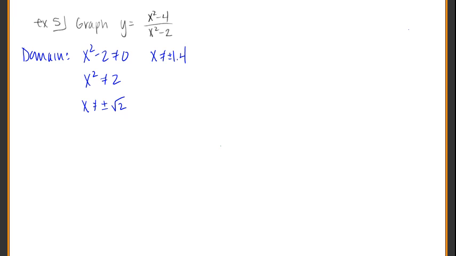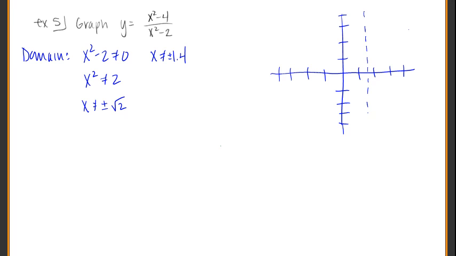Let's start forming our graph right over here on the right, putting some values on here. About 1.5, 1.4, we've got an asymptote sitting there, and another one sitting right there. So that's a good start to our graph.